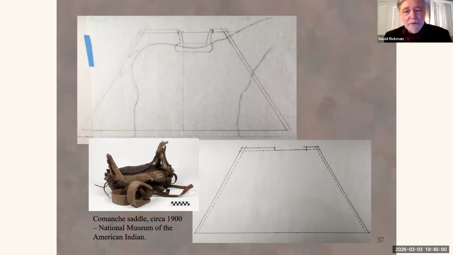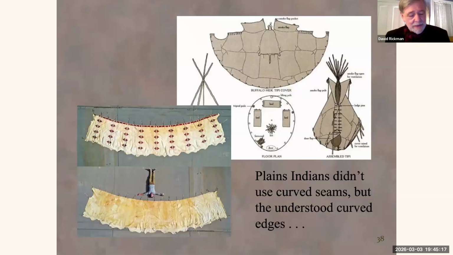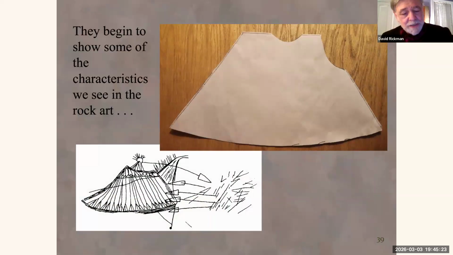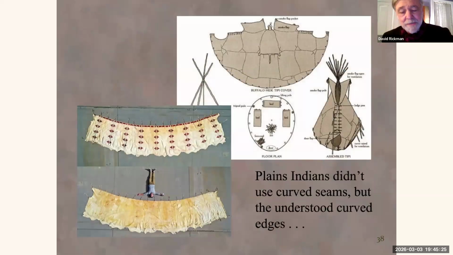I tried this shape out on my horse model, and it just didn't work. Possibly because it was held up in the center by the saddle. It tended to curve in the middle upward, and it just didn't work. And then I thought a bit. I realized that Plains Indians didn't use curved seams.